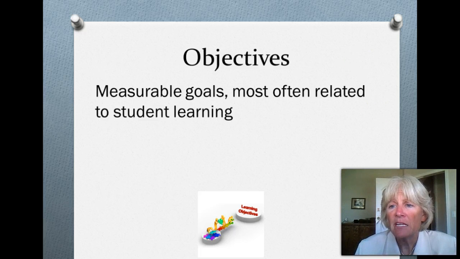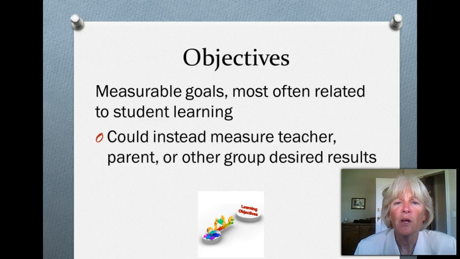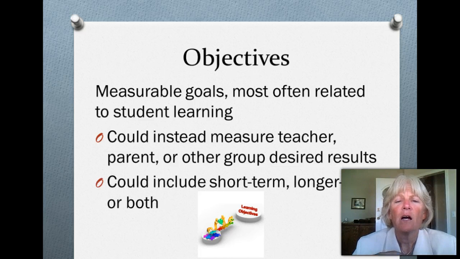However, they could instead be related to teacher growth that would be measurable in some way. It could be another group like parents or administrators. So the objectives don't necessarily have to be student learning objectives, but they do need to be something that you can very explicitly state and then gather data in a way that allows you to measure them.